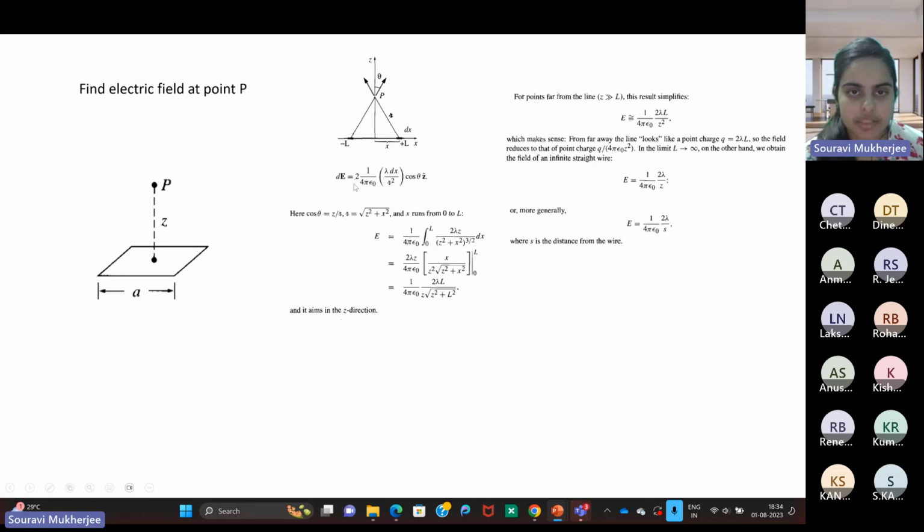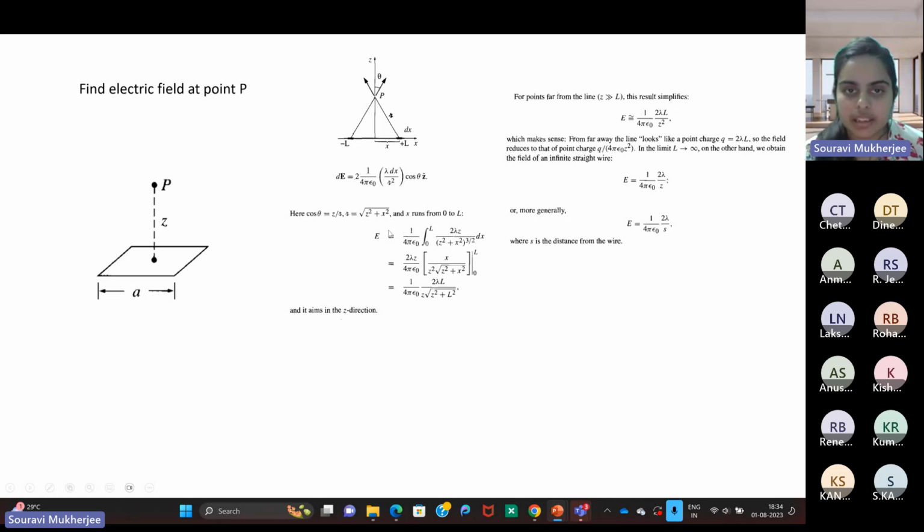We use the same concept here. Obviously, the x components cancel out because, as you can see, this electric field will be pointing along this direction, and this electric field will be pointing along this direction. So it will have a component in this direction of x, and this will have an equal component in this direction. So those will cancel out, right? So only the z direction will remain.